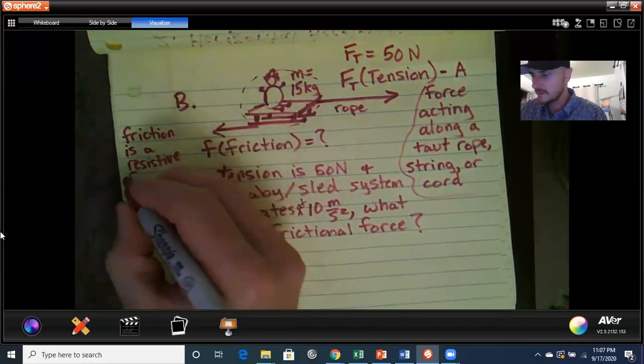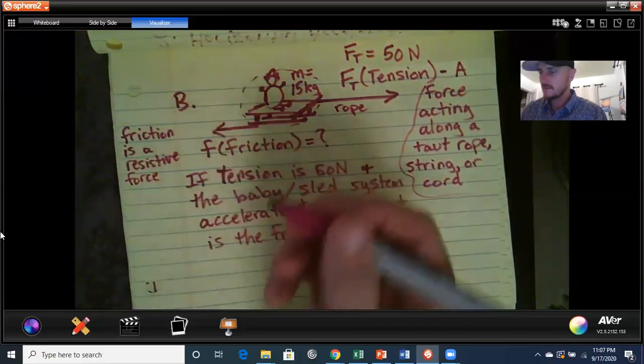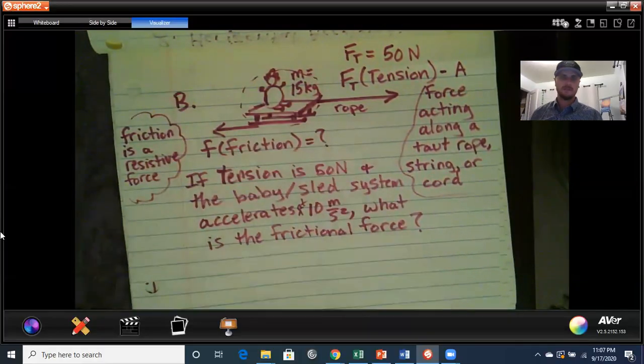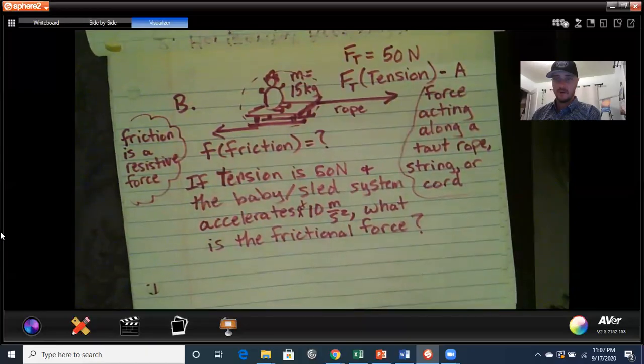Resistive, yeah, force. And that's good enough for now. It's always resisting the motion. We're trying to move right. In fact, we are moving right.